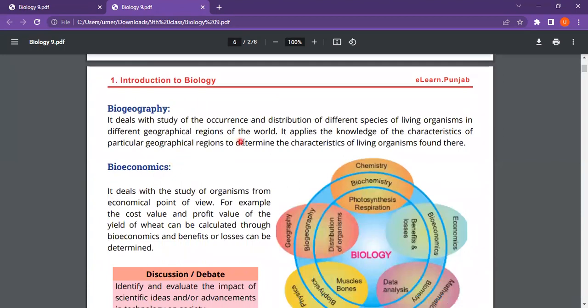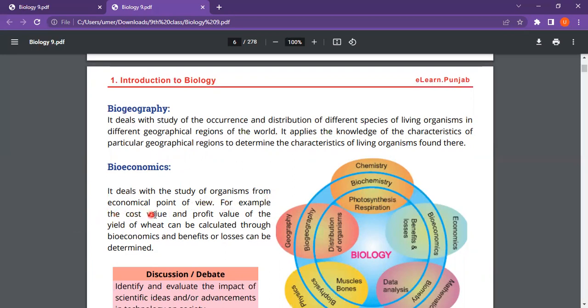Biogeography. It deals with the study of occurrence and distribution of different species of living organisms in different geographical regions of the world. It applies the knowledge of the characteristics of particular geographical regions to determine the characteristics of living organisms found there. Bioeconomics. It deals with the study of organisms from an economic point of view.